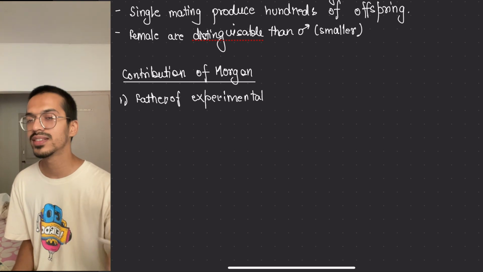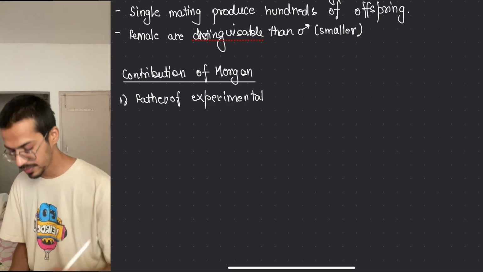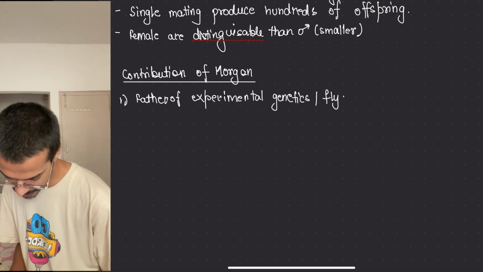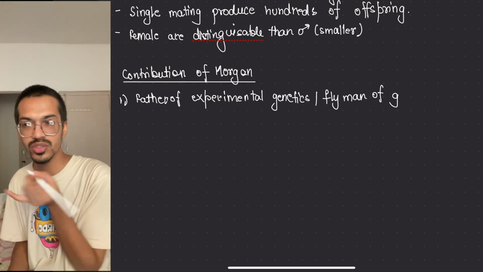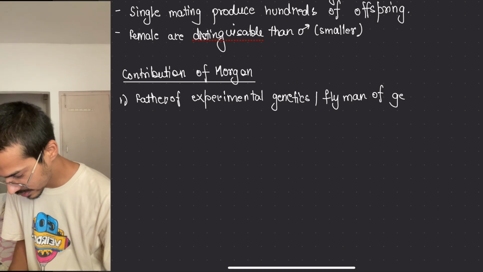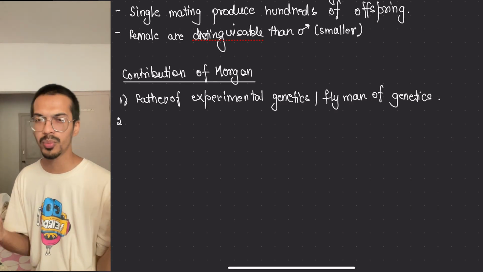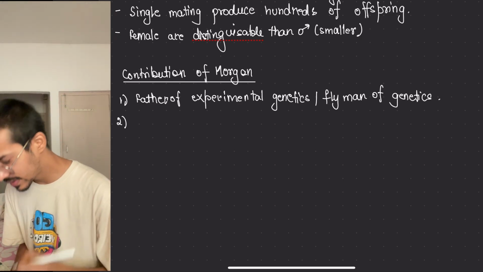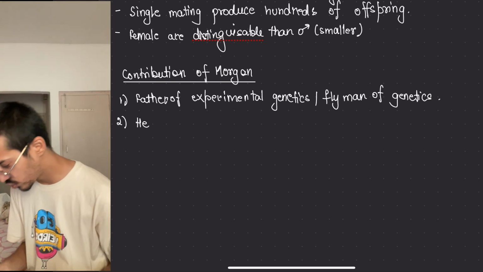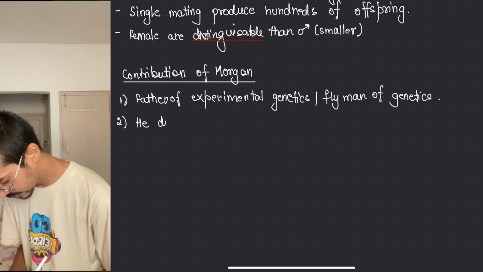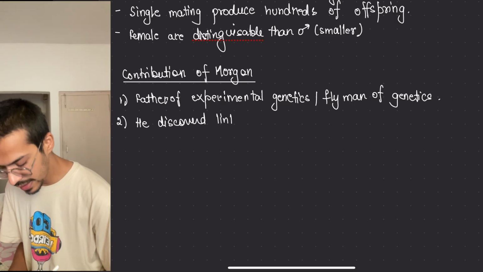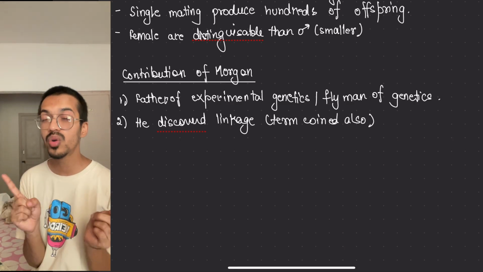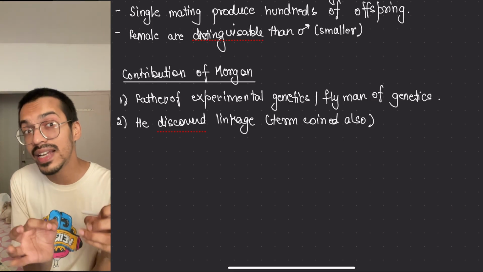Don't worry, whatever crosses he made, same like Mendel, he did crosses. We will see. Experimental genetics, or called fly man of genetics, because of the fruit fly, he cultivated it, so fly man. Same like if you have seen the Robot 2.0 movie, the Birdman, here it is the fly man. He discovered crossing over and linkage, and the term was coined by him too. And he even saw how linkage does not take place in unlinked genes.